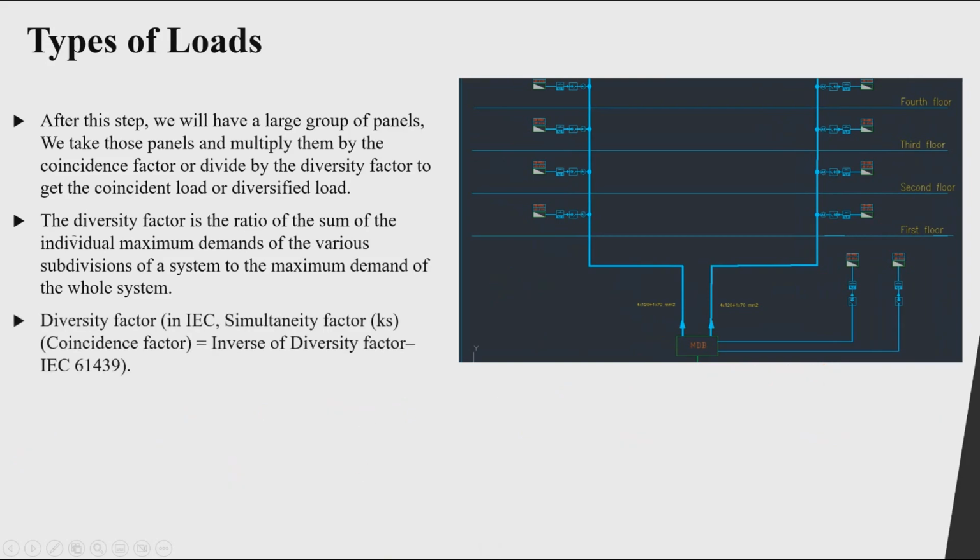So you see, the diversity factor in IEC, they call it the simultaneity factor or coincidence factor, which is the inverse of the diversity factor. You will find this factor, if you would like its values, in IEC 61439. And it is always greater than 1.